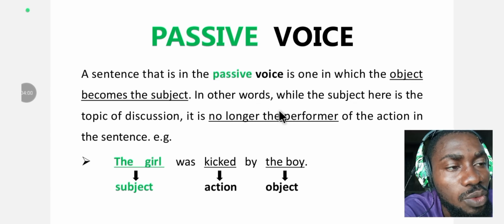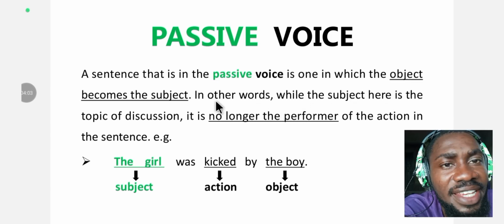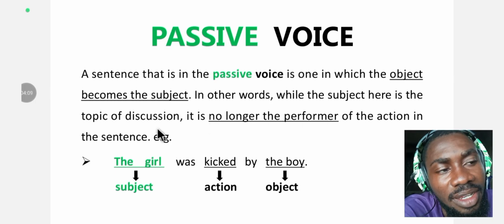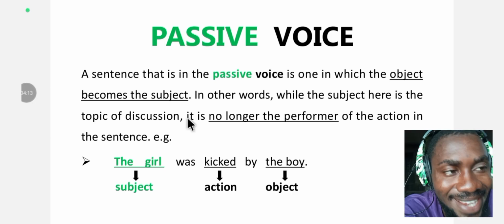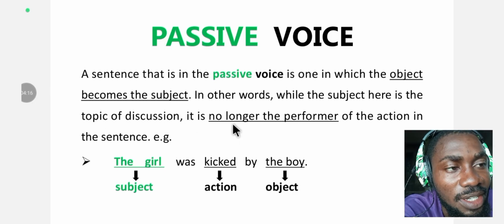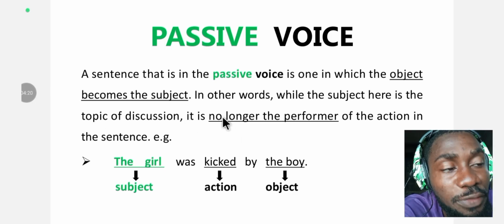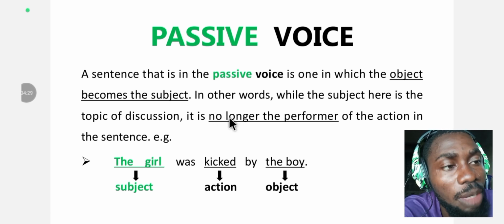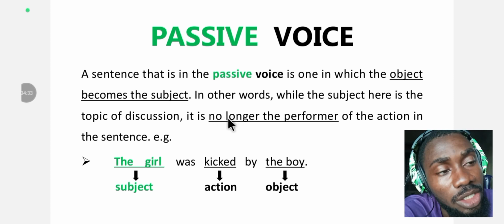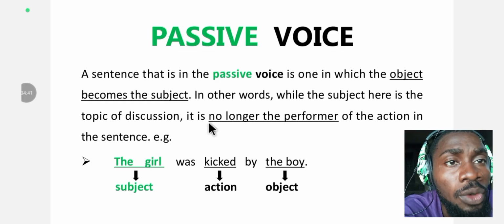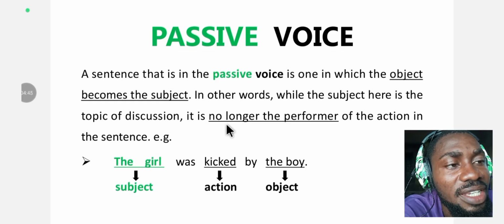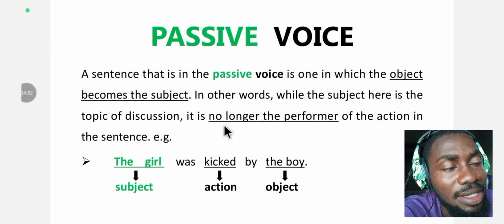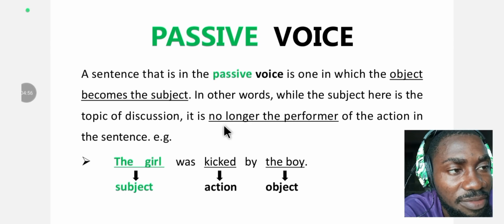In other words, to further illustrate this definition, while the subject here is the topic of discussion, it is no longer the performer of the action in the sentence. The subject is the topic of discussion, yes, but since it's a passive voice, it's no longer the performer of the action. The subject has been interchanged with the object, or the object has been interchanged with the subject. Though in the passive voice the subject is the topic of discussion, it is no longer the performer. Just have it in your mind that the object turns to subject in a passive voice.